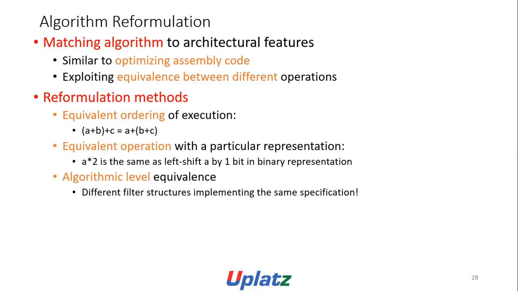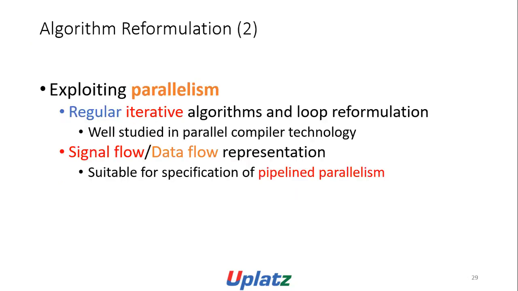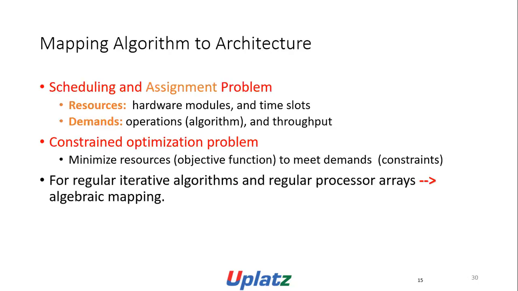At the algorithmic level, different filter structures can implement the same specification. Algorithm reformulation can exploit parallelism: regular iterative algorithms and loop reformulation are well studied in parallel compiler technology, and signal flow and data flow representations are suitable for specifying pipeline parallelism.